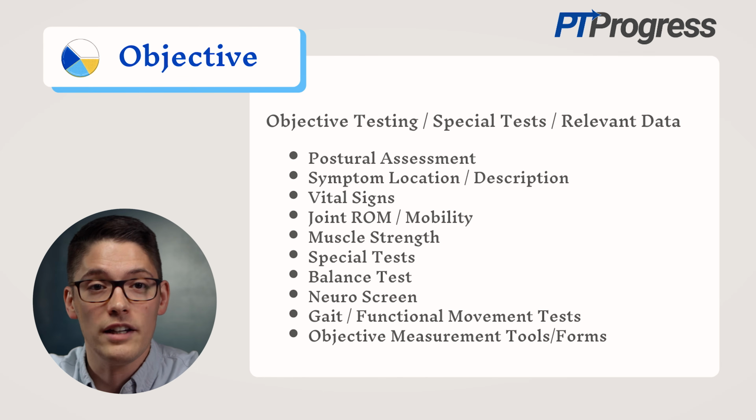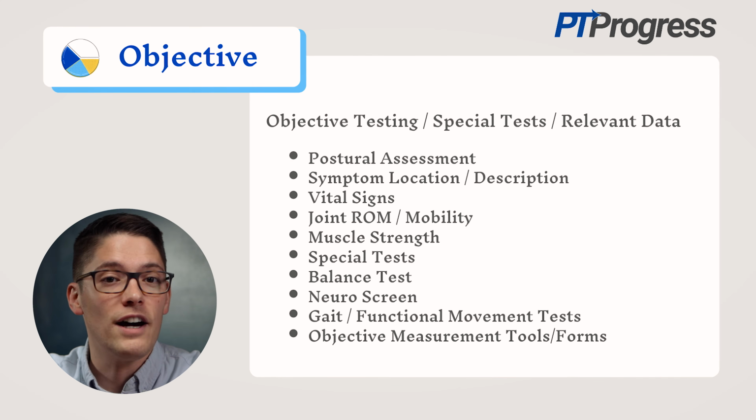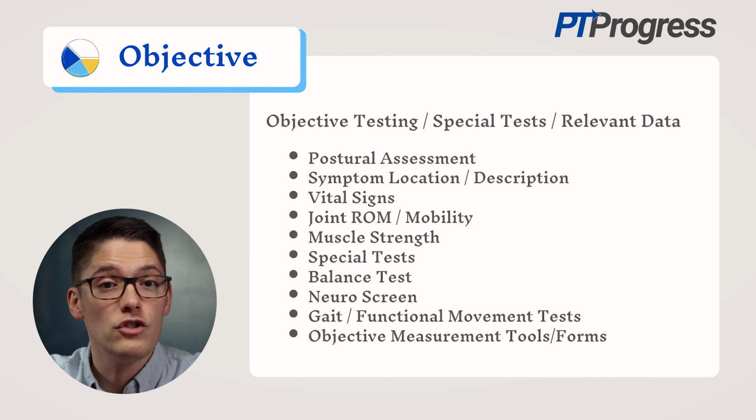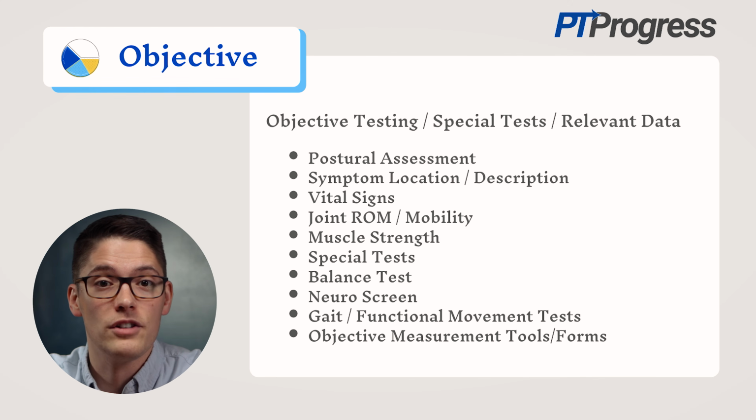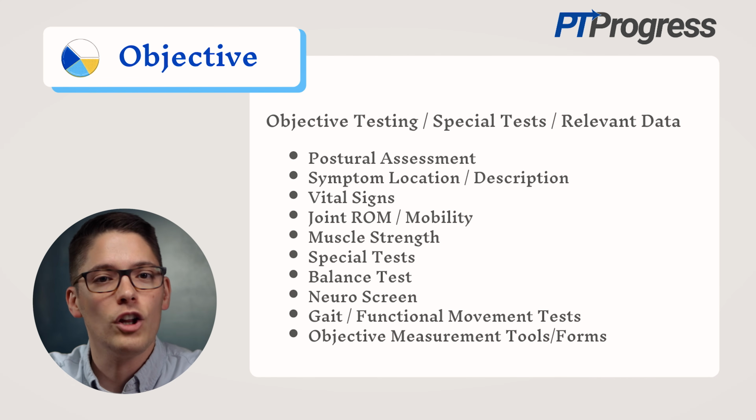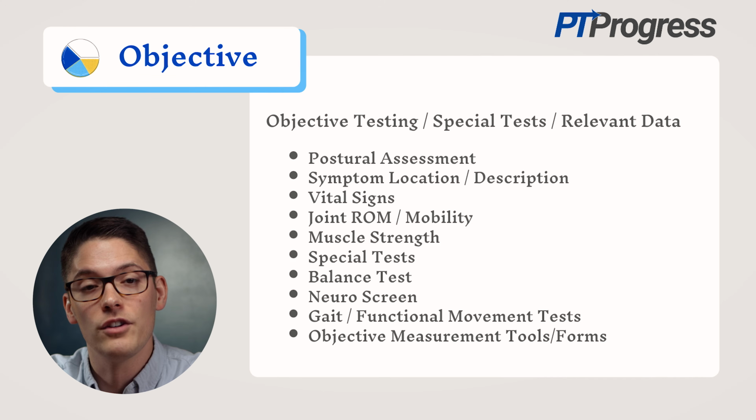key findings here like range of motion, strength, vital signs, neuroscreens, general observations, and other measurements that you performed during the examination. Be sure to also include any relevant data from outcome measures or forms that the patient completes in their initial paperwork, along with any of the other treatments that you provided during the visit.